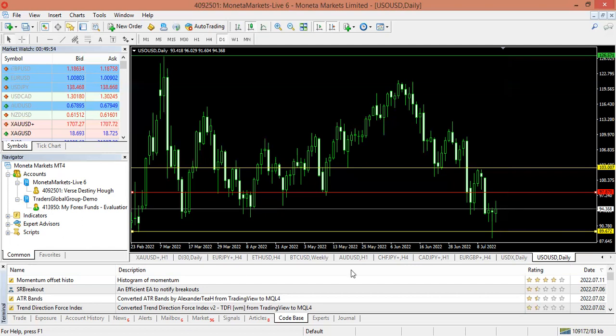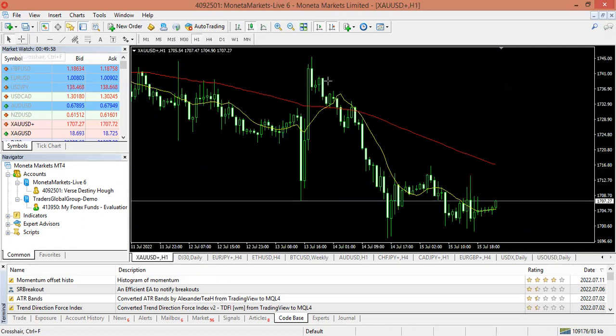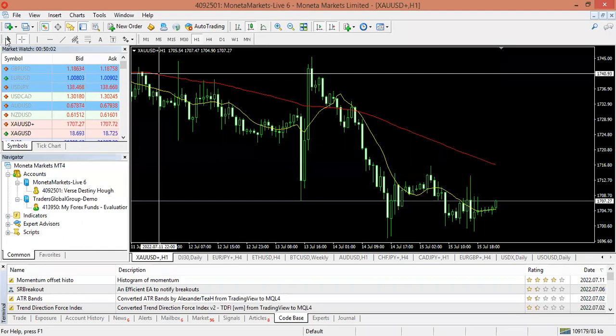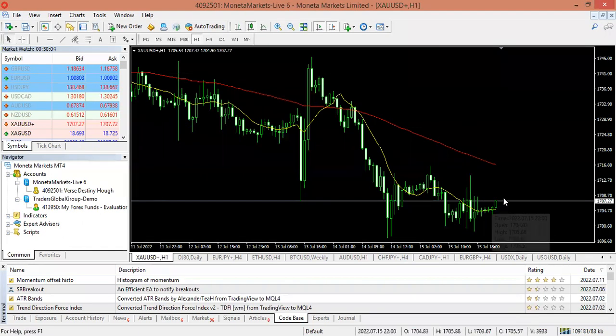But then let me go to another pair. Let me use gold. I think gold will make sense now. Gold. So where this white line is, is the current market price. Like the market opens now. Are we going to be learning till the market opens? Yeah, probably market open.